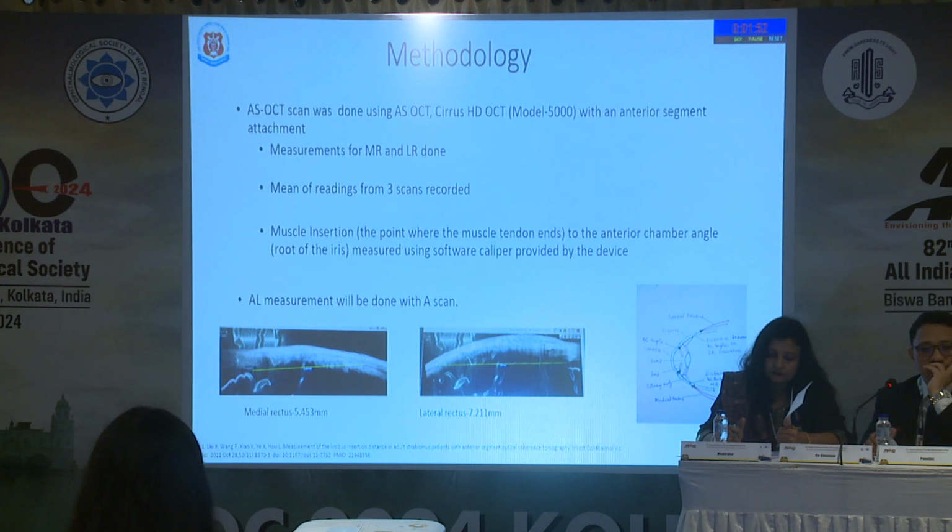ASOCT scan was done using the Cirrus SD-OCT with an anterior segment attachment. Measurements for medial rectus and lateral rectus were done. The mean of readings from 3 scans was recorded. Muscle insertion to the anterior chamber angle was measured using the software caliper provided by the device. Axial length measurement was done with A scan.